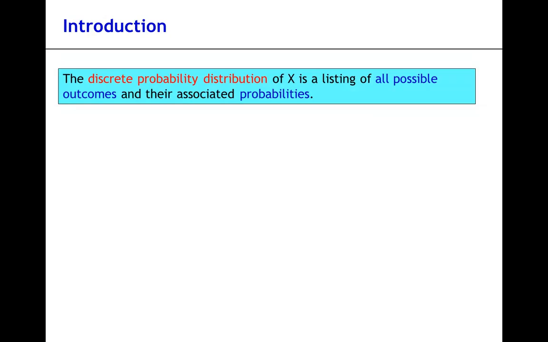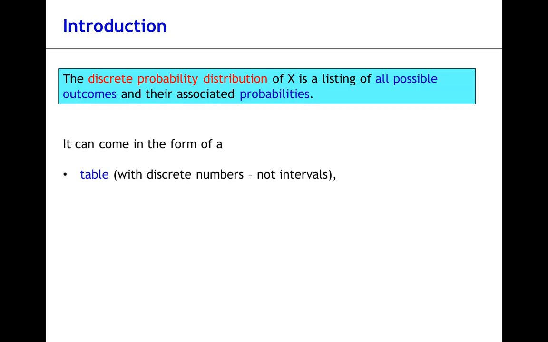In this section, we'll focus on discrete probability distribution. The objective of a probability distribution is to list out all the possible outcomes and their associated probabilities. For discrete probabilities, it can come in the form of a table where the outcomes are listed as discrete numbers and not intervals. It can also come in the form of a bar chart that has gaps in between values on the x-axis.